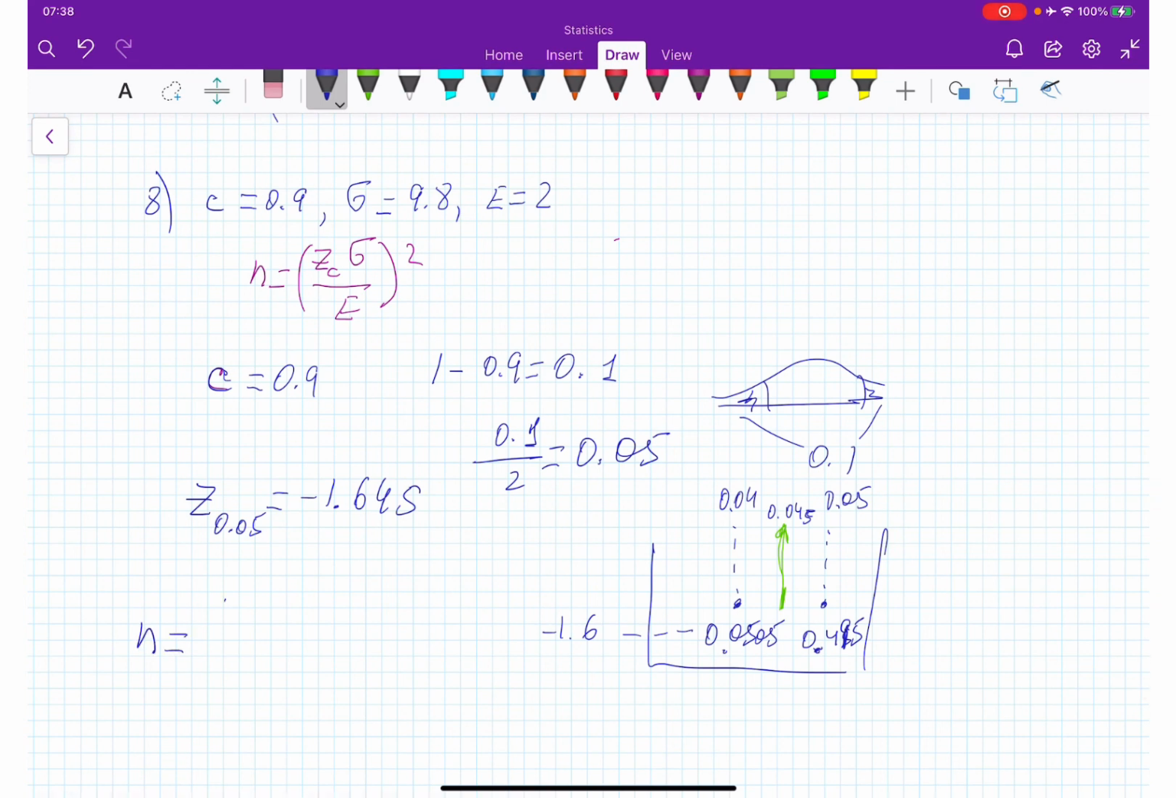Okay, now let's plug into the formula. n is equal to 1.645, remember, we are using the positive one, times sigma 9.8 divided by the margin of error, which is 2, and all this is squared. Let me grab a calculator because it will take me time to multiply, divide and square. So what do we have?